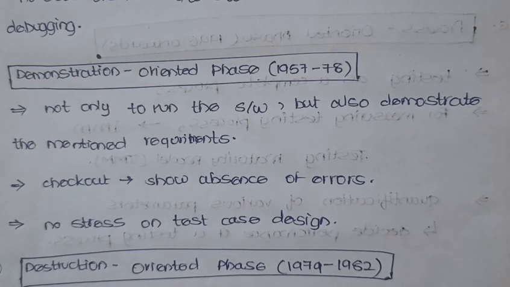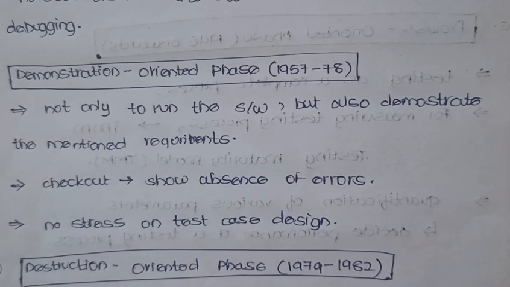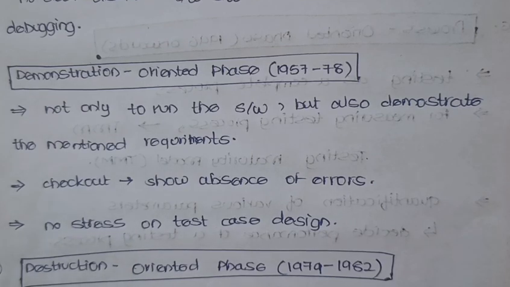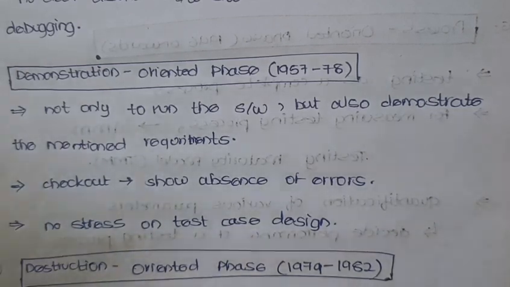Here comes the second phase in software testing, which is called the demonstration oriented phase, in the years between 1957 and 1978. As the title suggests, it is demonstration oriented. In this phase, we not only run the software and make it free of errors, but we also have to demonstrate the requirements mentioned in the SRS, what the customers needed in the software, and it should be available in the software which we have created.